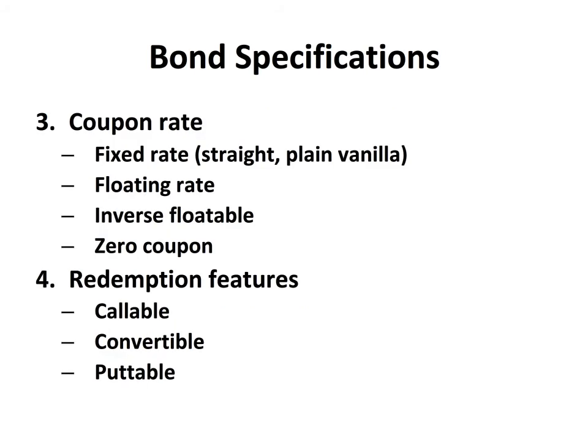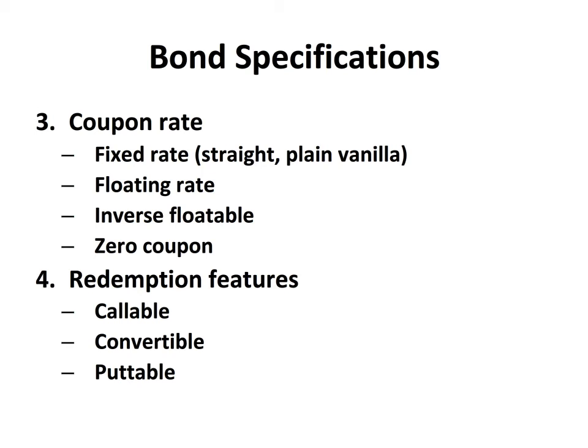Third specification is the coupon rate, and you see four types there. Fixed rate. Fixed rate is also called straight or plain vanilla. Here you have a fixed rate, say 3%, and it doesn't move up or down. It is known. Alternative to that is a floating rate, which will move up or down based on some index or some other measure. There's also inverse floatable rates, which will move opposite of an index, and then there is zero coupon. Zero coupon bonds do not have any interest payments.